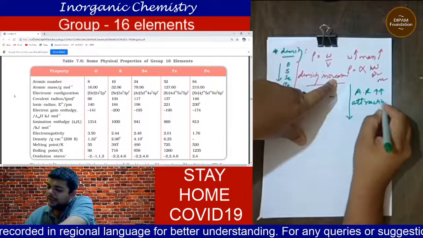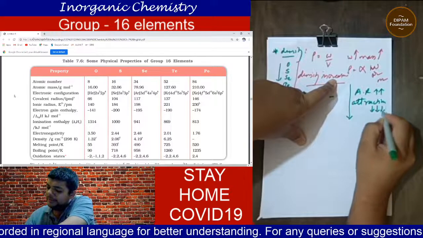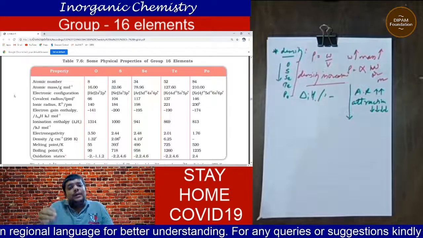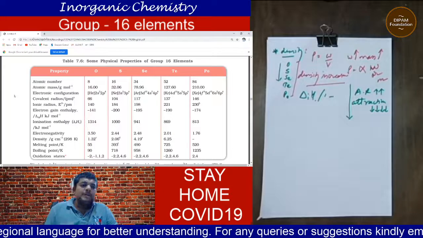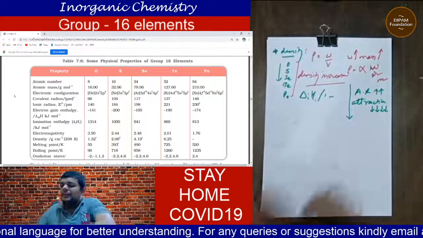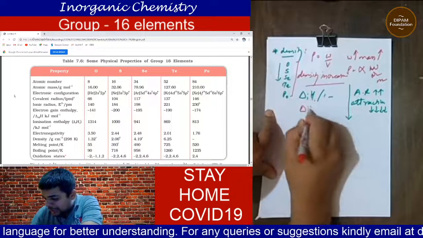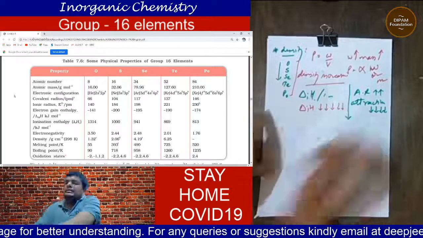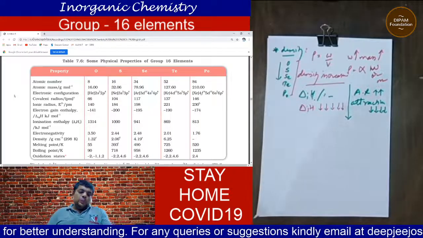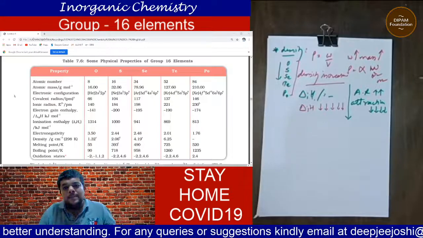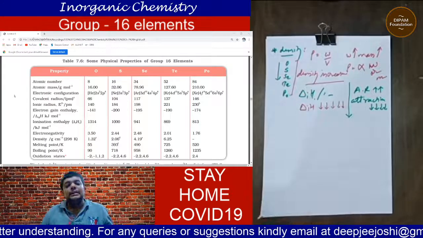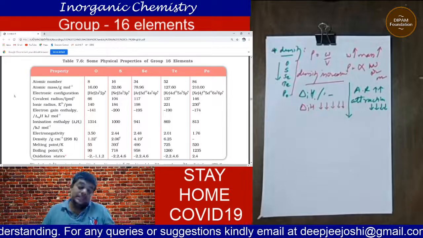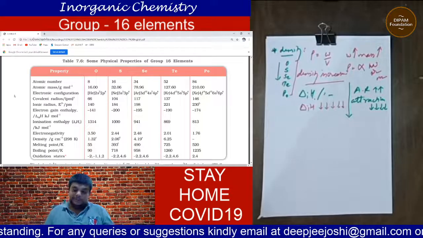Henceforth we can say that attraction decreases, and when attraction decreases, it becomes easy to remove an electron. When it becomes easy to remove an electron, we can very well say that ionization enthalpy also decreases down the group. So this trend is observed regarding the decrement in the ionization enthalpy when we are discussing group 16, popularly known as chalcogens.